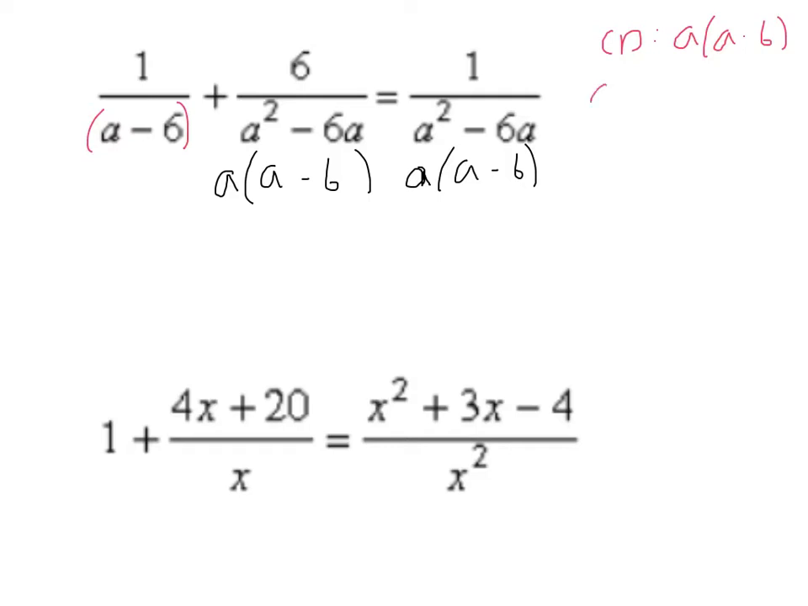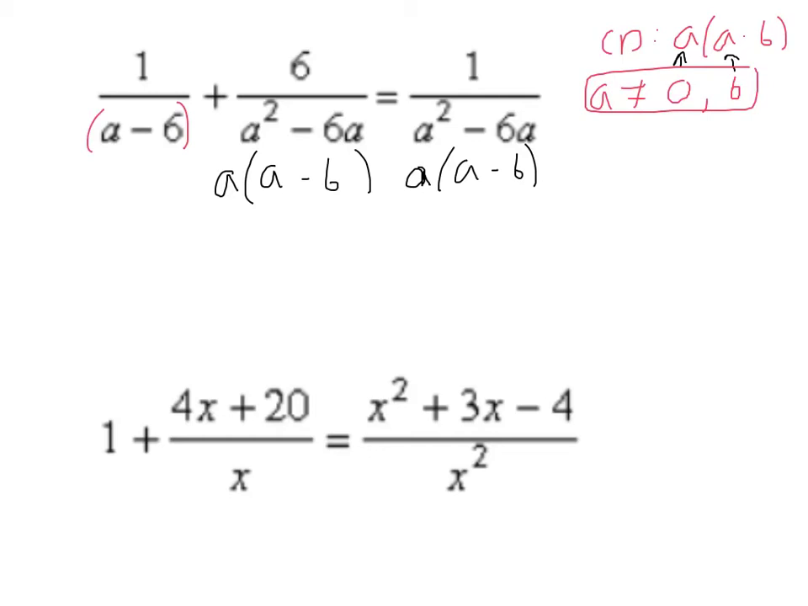This also tells us that a cannot be a 0 because of that one, because 0 times whatever that would be 0. And also, it cannot be a positive 6, because if I plug in a positive 6, I get 6 minus 6 is 0. 0 times anything is 0. So these are my excluded values. Hopefully when I get done solving, it's not going to be one of those.